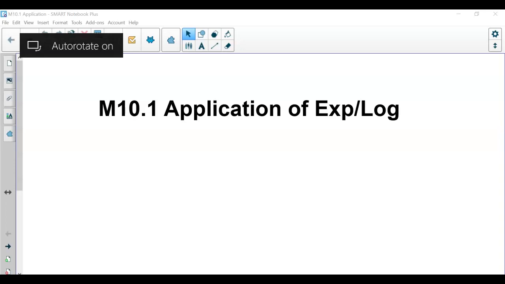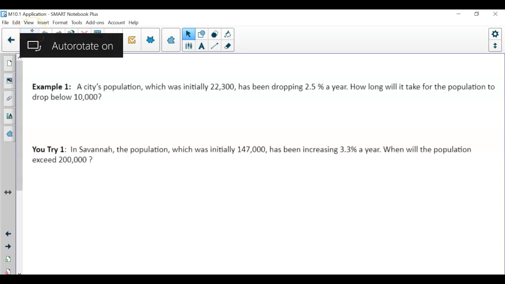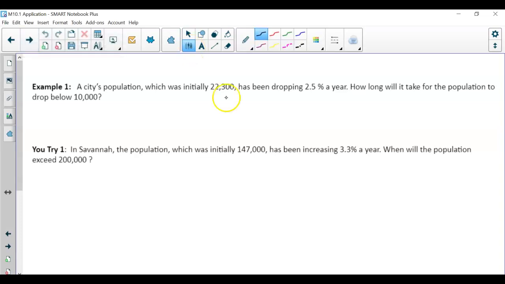In this video, I'm going over our application problems with our exponential and log functions. So in the first example, the city's population was initially 22,300, and it's been dropping. So we have decay here. So we're subtracting 2.5%. So I know here 2.5%, which is also 0.025.